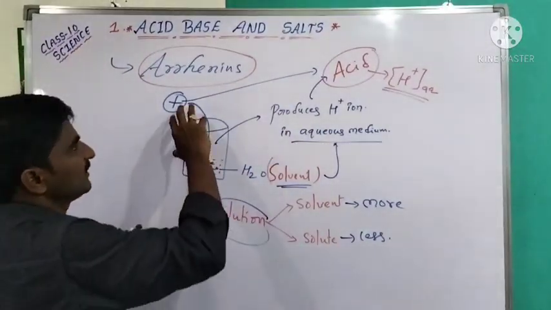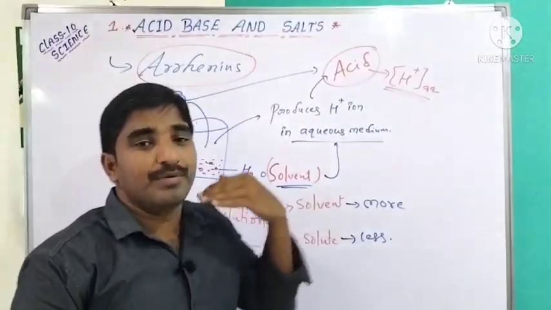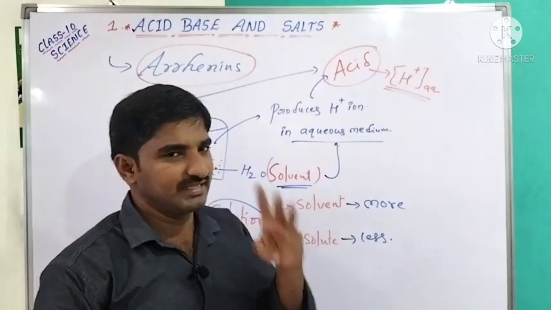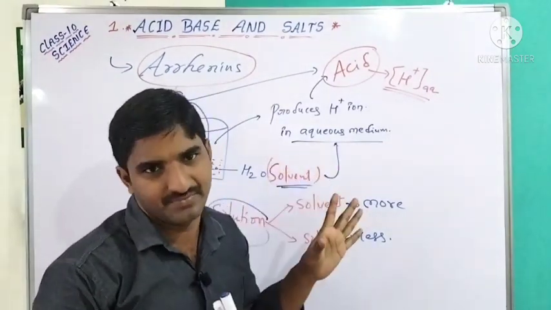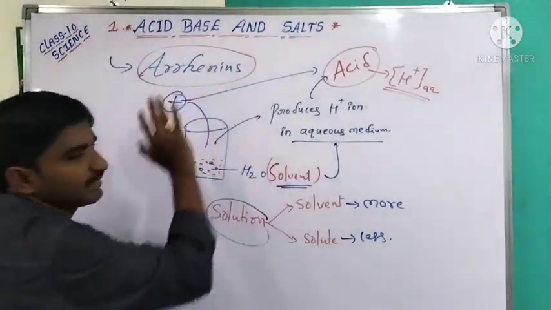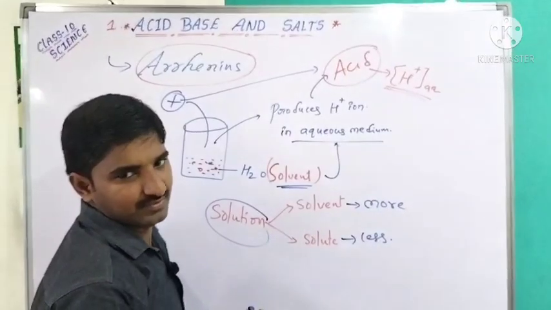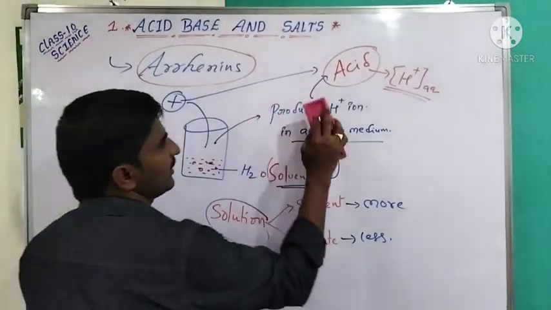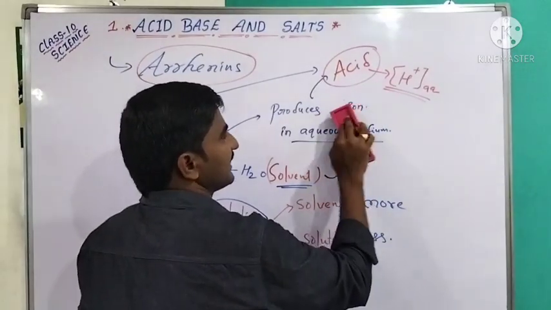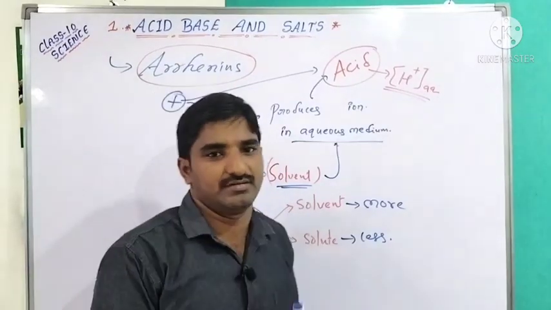Next, after Arrhenius, came Bronsted-Lowry and Lewis. These three scientists finally gave the conclusion and definitions of acid, base and salt. According to Arrhenius, X is an acid. So X produces H plus ions, which is called a hydrogen ion.